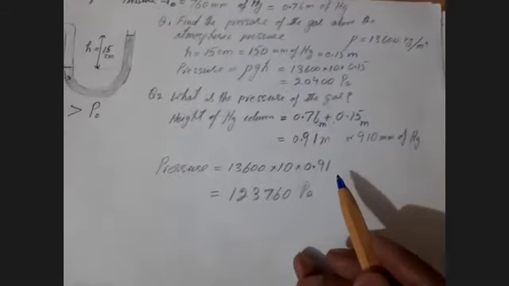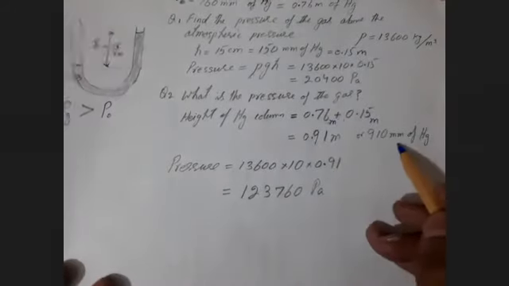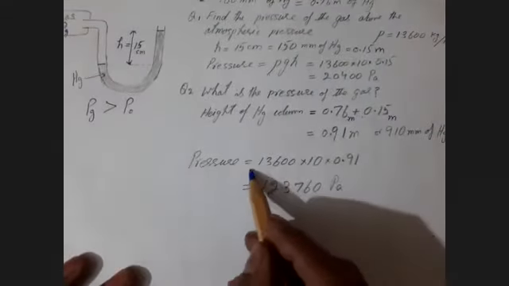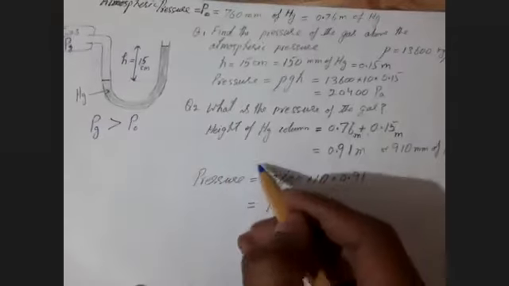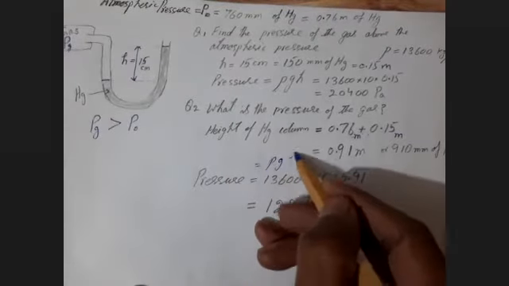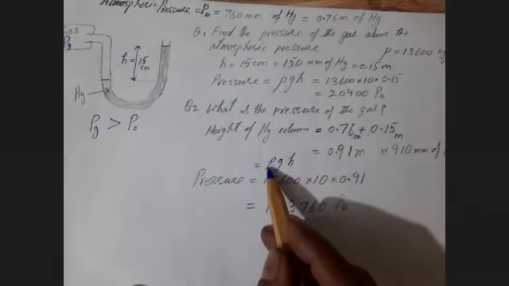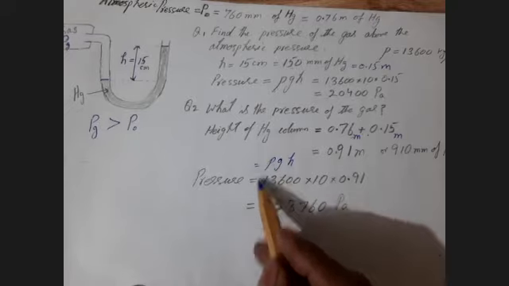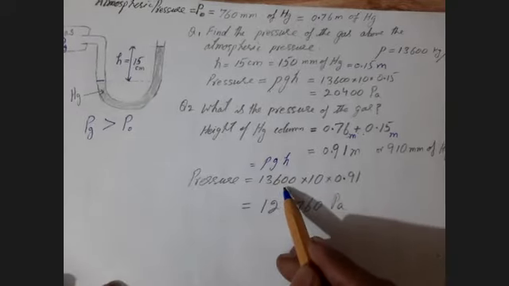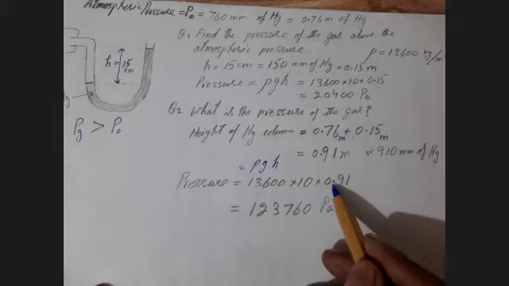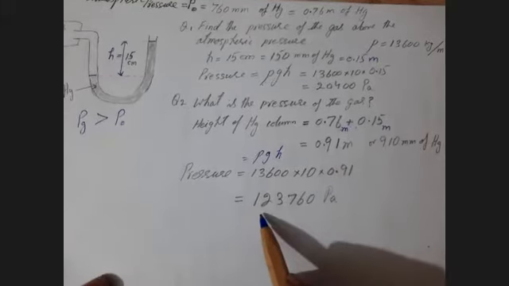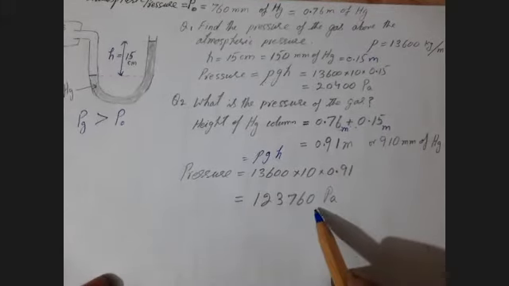If you are going to change this pressure into pascals, then again you will have to apply the formula rho gh. The density of mercury is 13,600, multiplied by 10, multiplied by 0.91. So this will be the pressure in pascal for this gas.